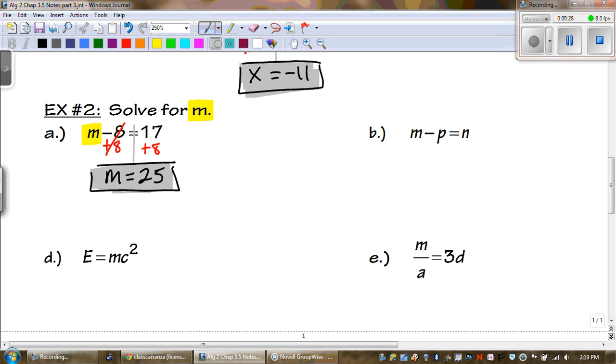Okay? B, draw the line. I have to solve for m. To get the m by itself, I need to add p to both sides. The p's cancel. The m is all by itself. And in alphabetical order, m equals n plus p.